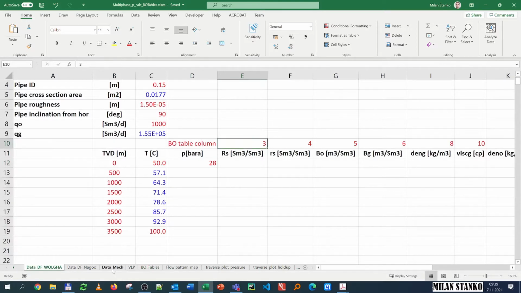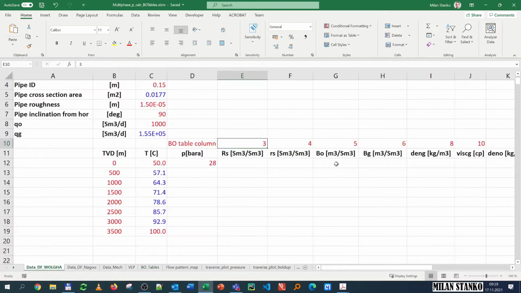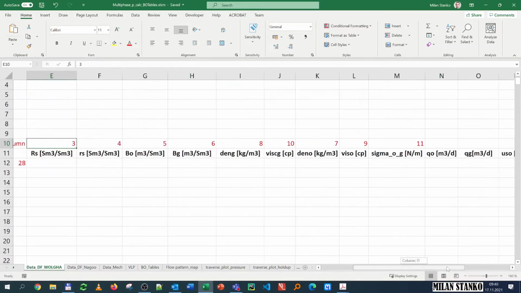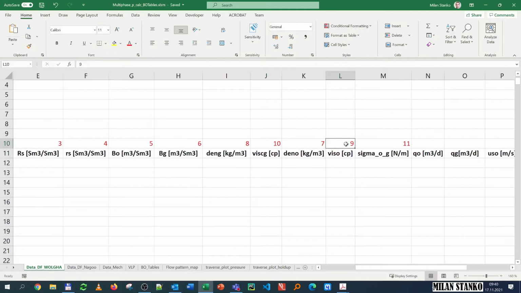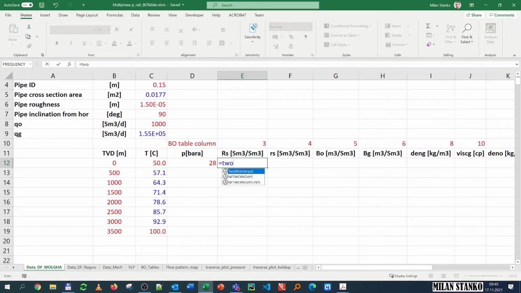For example, RS is the first property that appears, so it's located in column 3. Then for example, viscosity is located in column 9. So you go here and you see RS is in 3, viscosity of oil is located in 9, and so forth. So these are the numbers I'm going to use to say in which column it is. This is a two-dimensional, linear interpolation on that table.